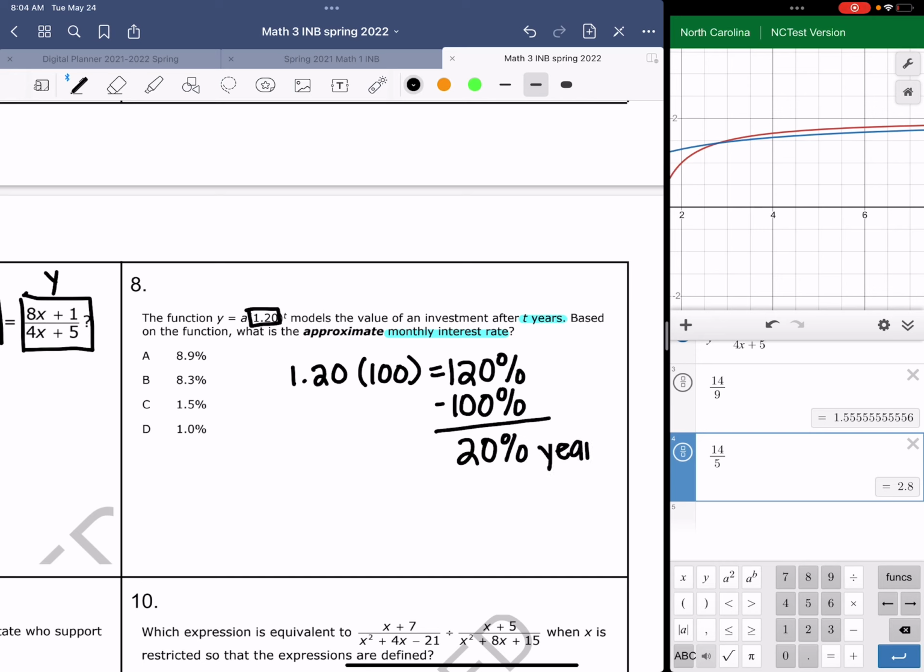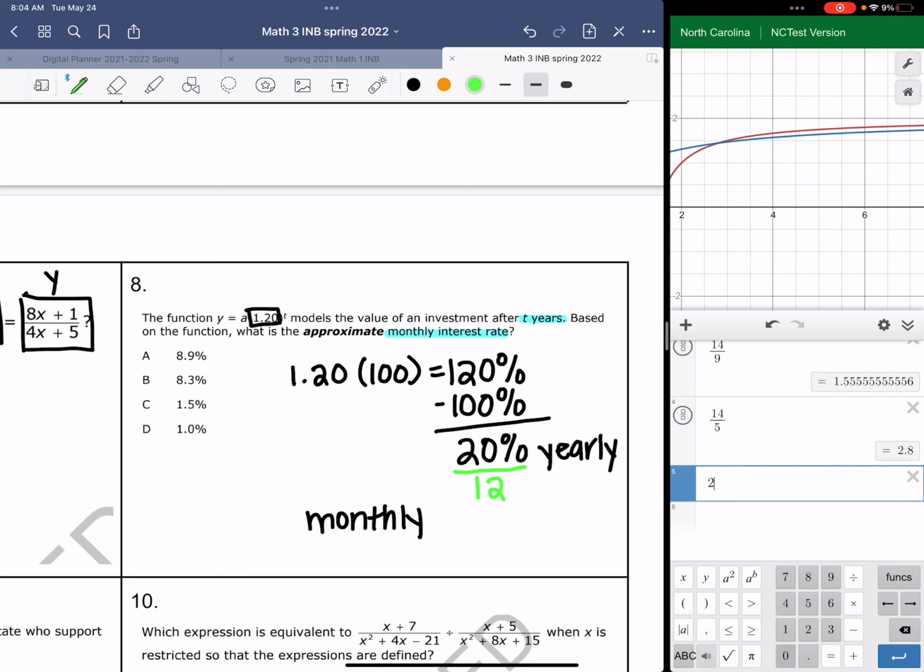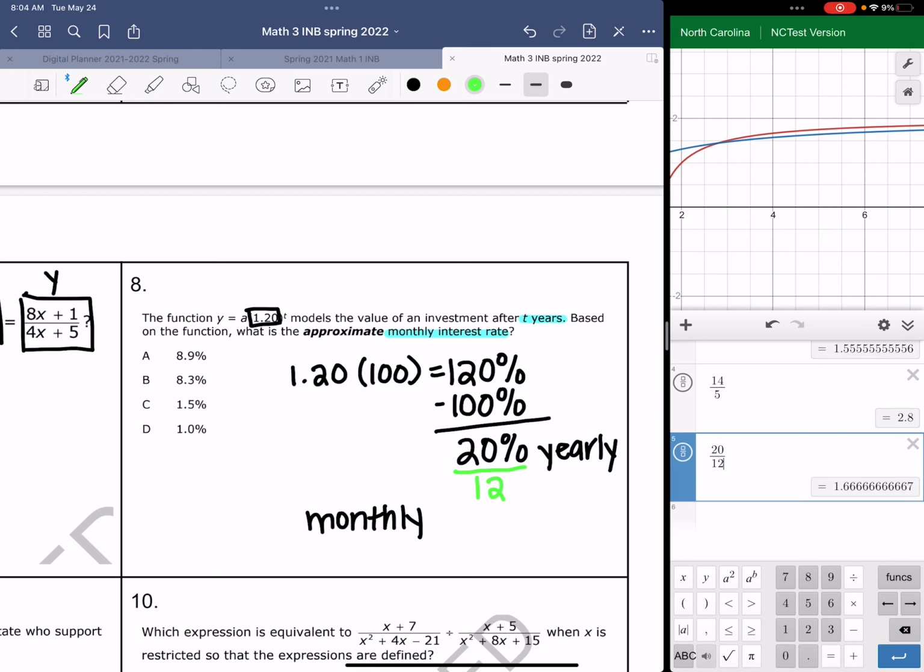But we don't want the yearly rate, we want the monthly rate. So to find the monthly rate, we're going to divide this by 12, because there's 12 months in a year. And if we do 20 divided by 12, that gives me approximately 1.6%. So if we were to look at this one, we would have the answer as C. That would be the closest one.